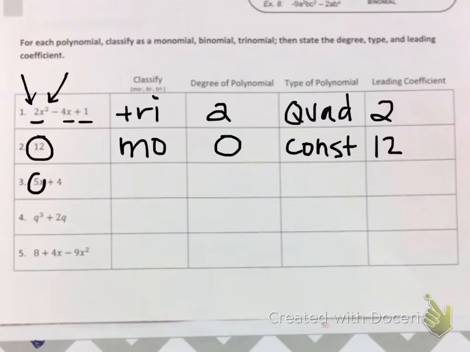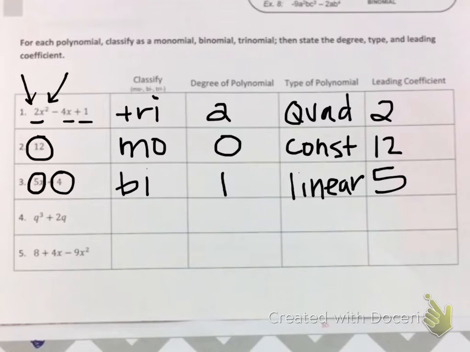Okay, how many terms does this have? It has 2 terms, which means it's a binomial. The degree would be the highest power. The x has a power of 1, so it's got a degree of 1, which means it's linear if we go look at our chart. Then the leading coefficient would be the number in front of the power, which would be 5.